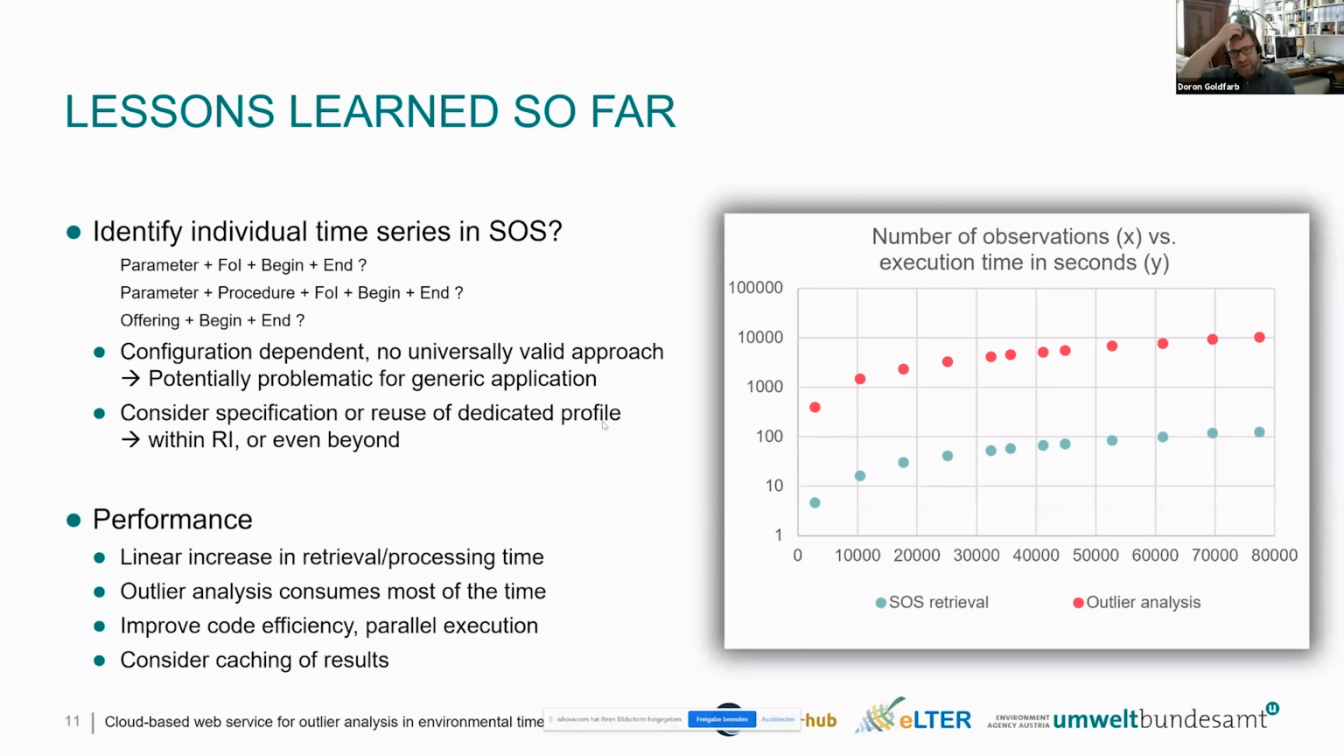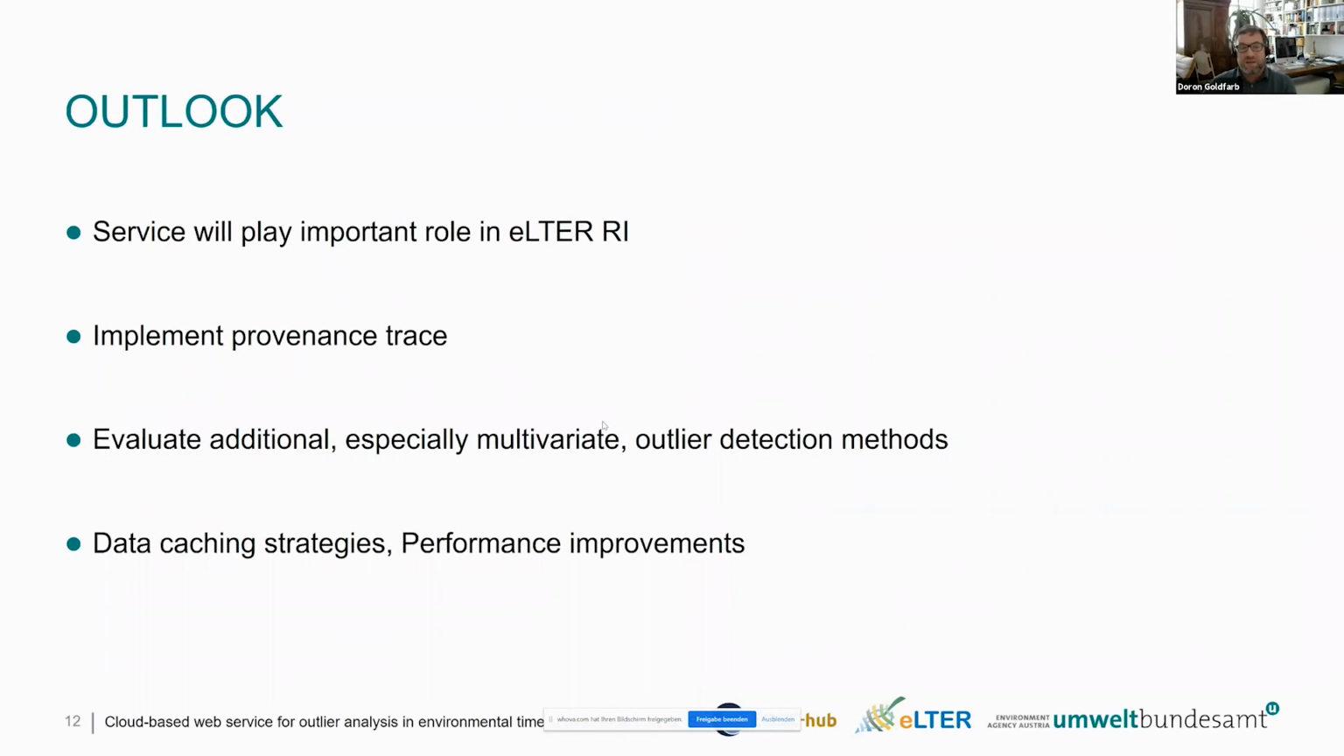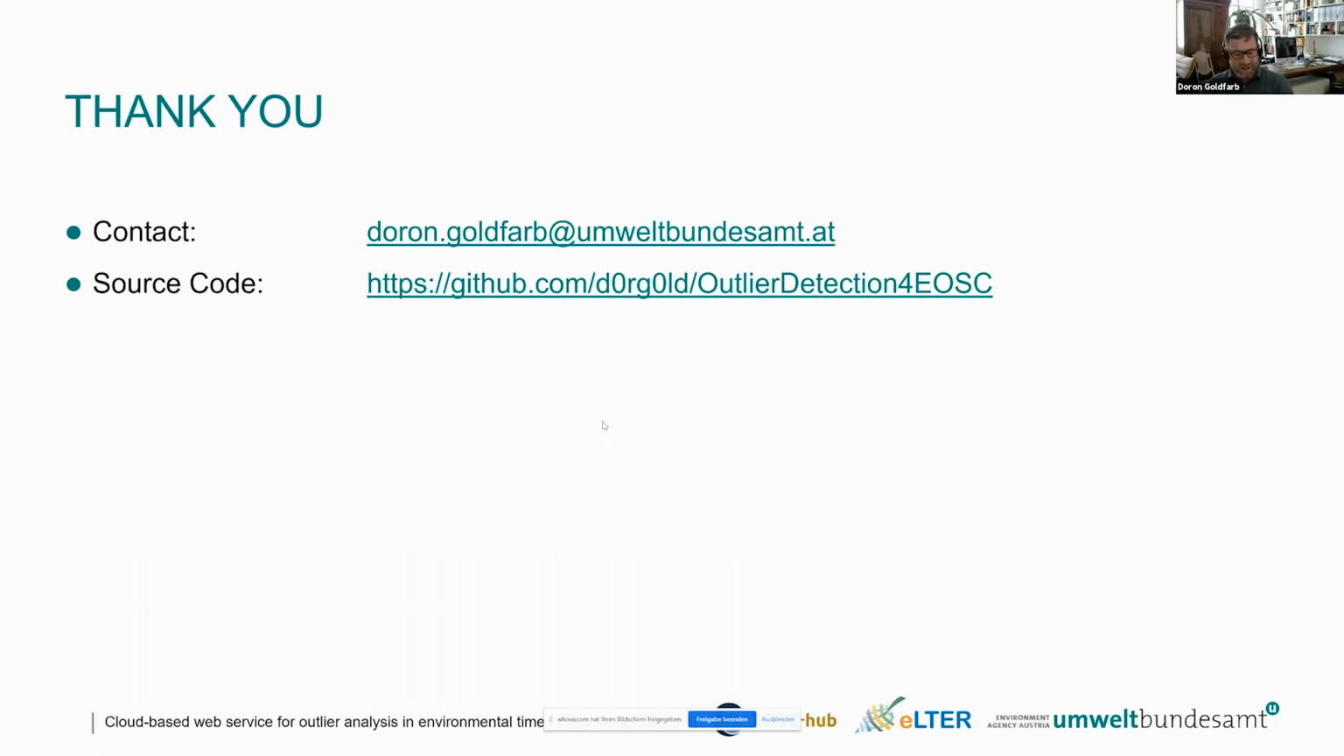So this already brings us to the outlook. The services are planned to play an important role in the emerging ELTER-RI, and to fit into the workflows that we currently create. In that case, it's of course very important also to consider provenance. Future work will include the additional evaluation of outlier detection methods. And in this regard, of course, caching and performance improvements will be crucial. So thanks for your attention, and I'm looking forward to your questions.